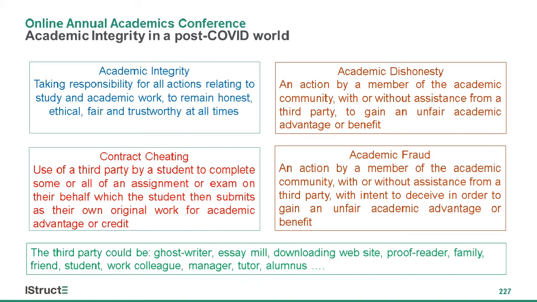Now, all of those terms relate to students, but 3 of those terms also relate to academic staff and to other members of the academic community. The only exception there is contract cheating, which is about student conduct. But in fact, if you look at the green writing at the bottom of the slide, you'll see that ghostwriters or the providers of contract cheating services can be any member of the academic community.